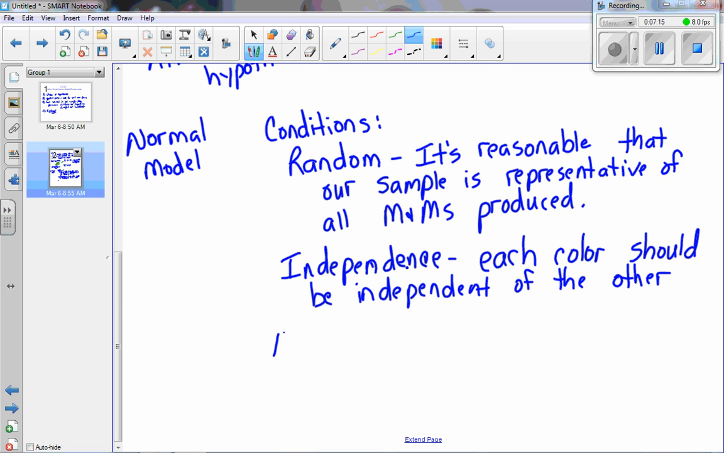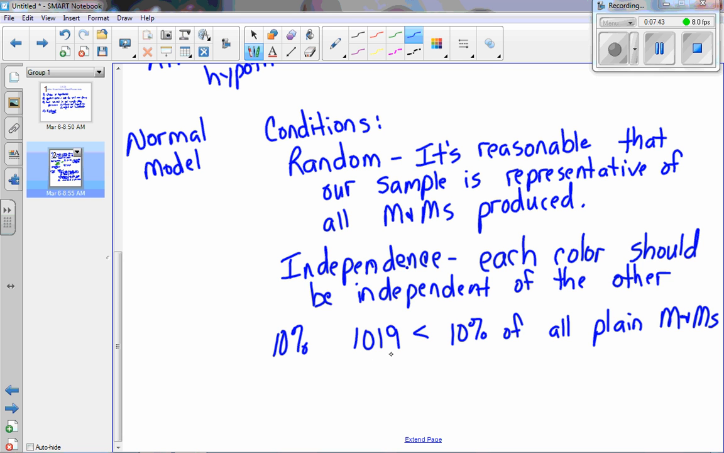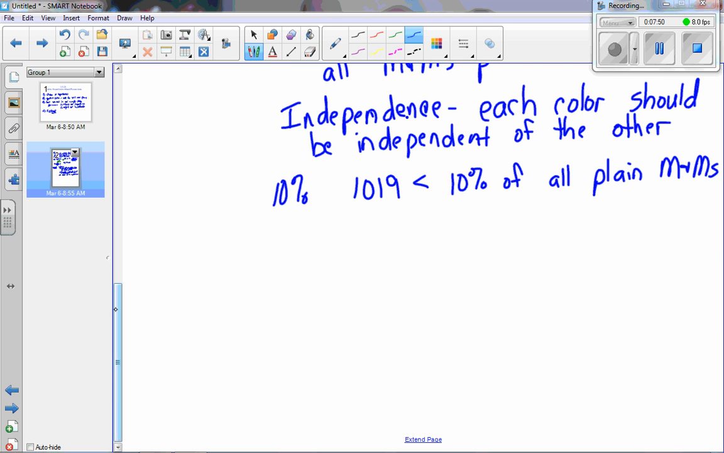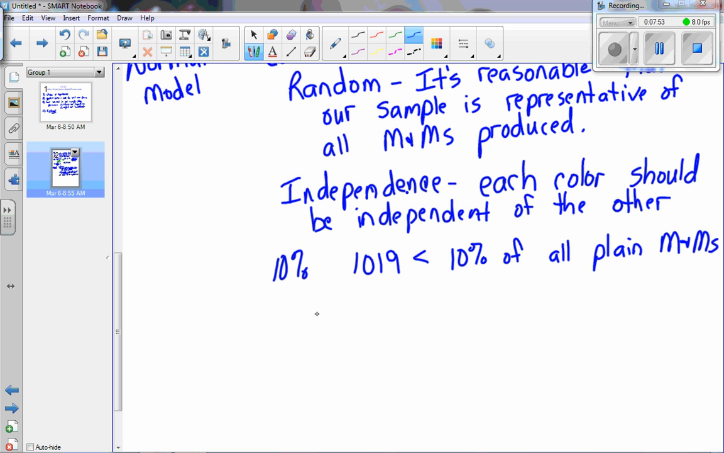All right, the 10% condition. Now remember, for our sample, we had 1,019. So 1,019 is definitely less than 10% of all plain M&Ms, as we talked about in class. Many of us decided we've eaten more than 10,190 plain M&Ms.